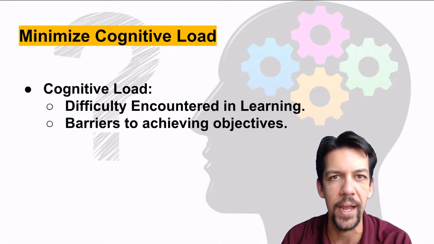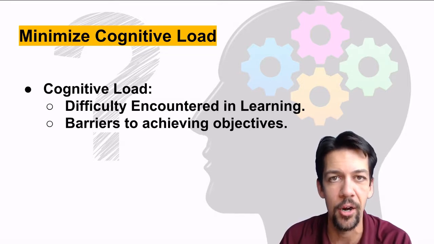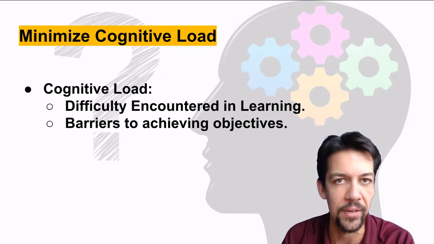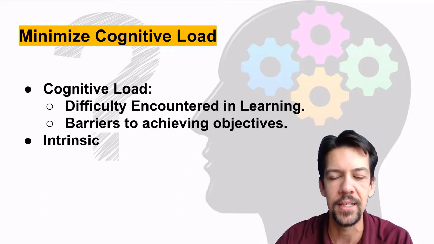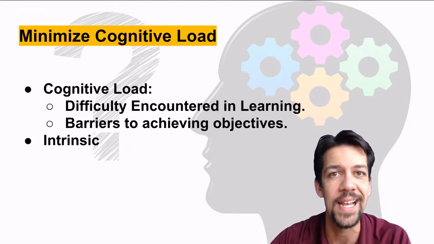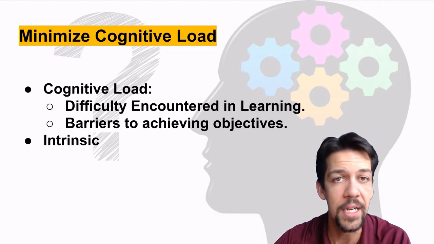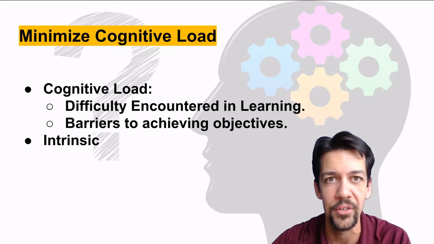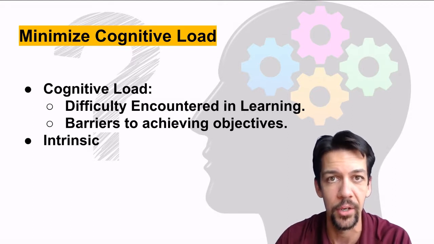There are three different aspects of cognitive load that are basically barriers to achieving learning objectives for students. The first is intrinsic. This is the challenge of learning the thing itself, right? This is the difficulty that is necessary for learning any particular topic. There's always some intrinsic cognitive load in learning something new.